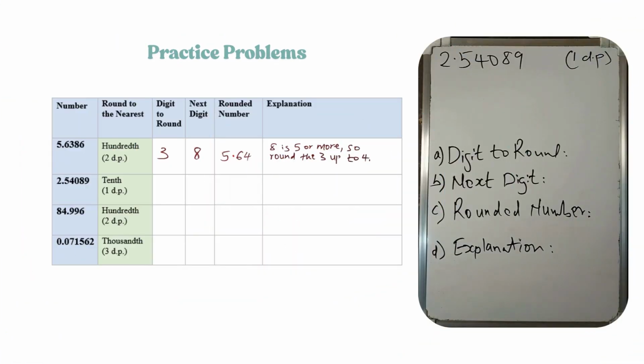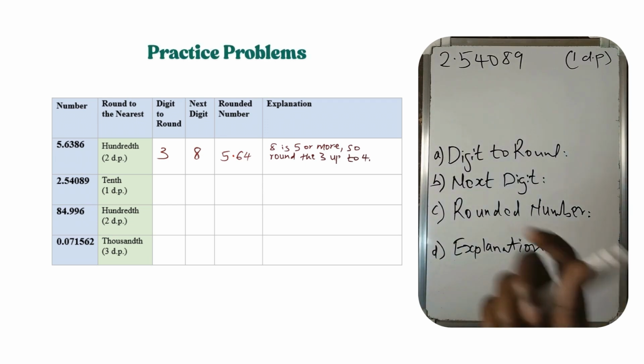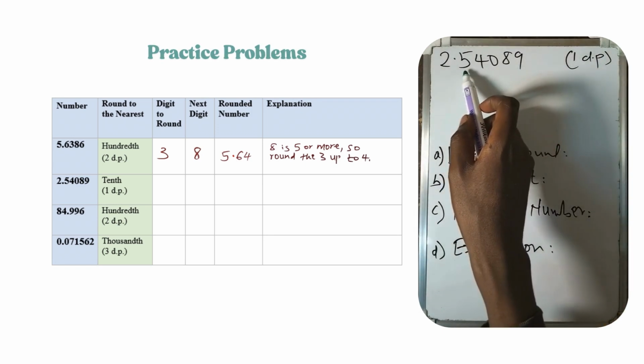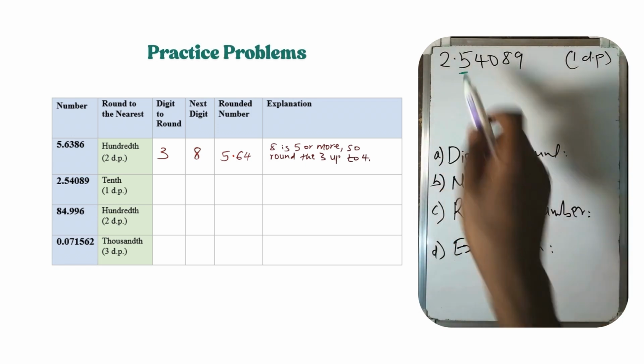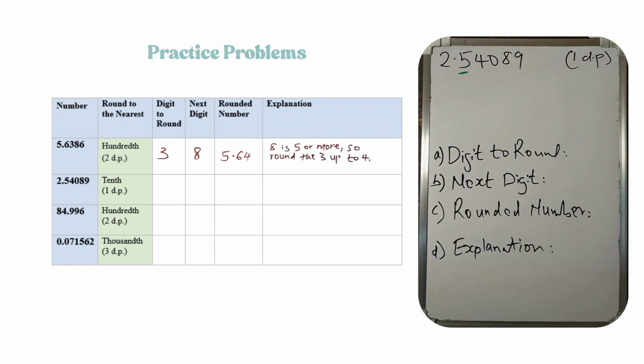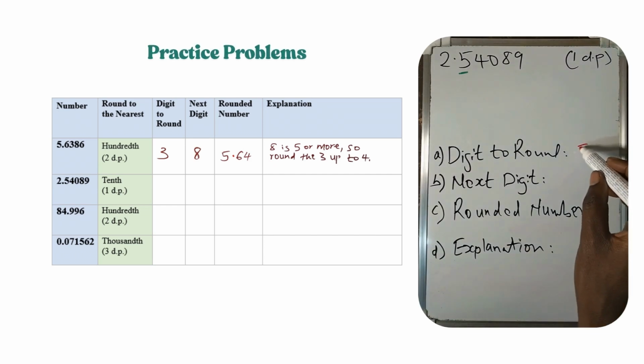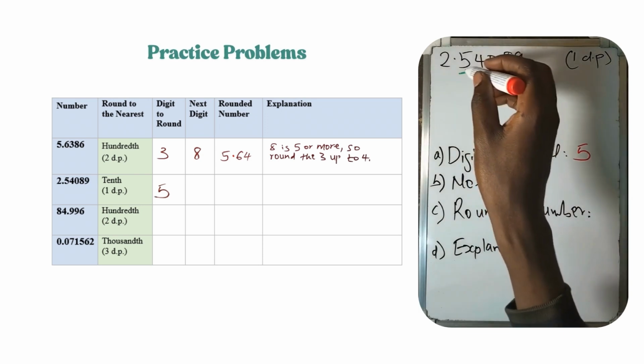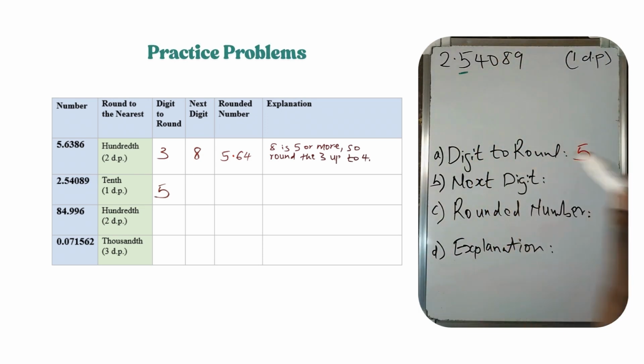Now for the second one, we are asked to round 2.54089 to the nearest tenth. To the nearest tenth is the same as to one decimal place. So we start with tenth, hundredth, thousandth, and so on. Here we have tenth. The digit on the tenth place value is 5. So the digit to round is 5. And the digit immediately to the right of the digit to round is 4.